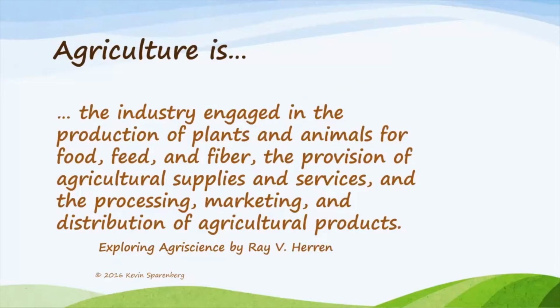I found a definition of agriculture that I like best. I found it in the textbook titled Exploring Agri-Science by Ray Heron. That is a textbook designed for middle school students. Dr. Heron defines agriculture as the industry engaged in the production of plants and animals for food, feed, and fiber, the provision of agricultural supplies and services, and the processing, marketing, and distribution of agricultural products. Let's take a deeper look at what those words mean.